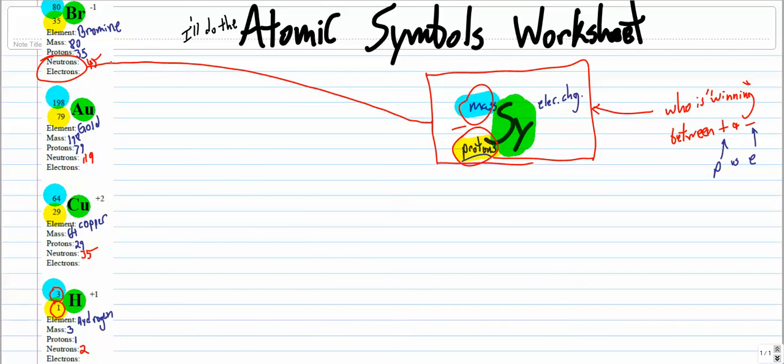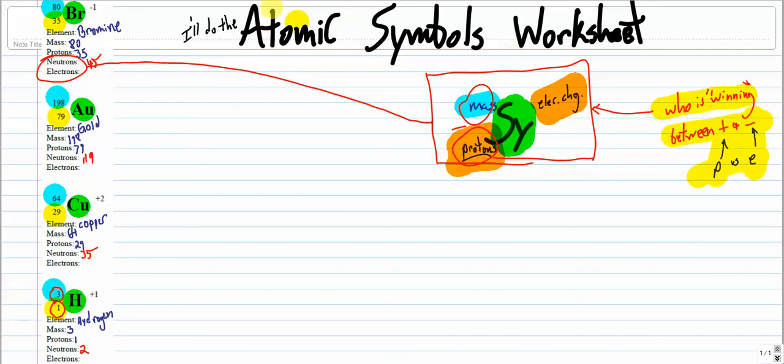Okay, for whatever reason, this last one, the electrons, messes kids up year after year. So the electrons, we figure out with 2 of these numbers. We figure them out with the electric charge and the protons. These 2 numbers allow us to figure out the electrons. One way to think about the electrons is to think of who is winning between the protons and the electrons. Who's winning between the plus and the minus?